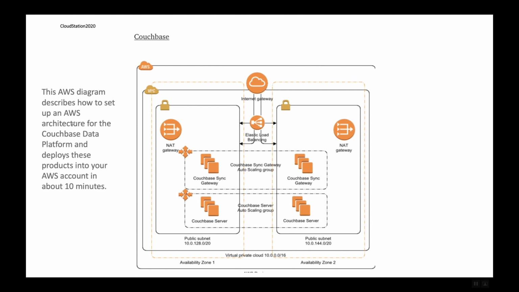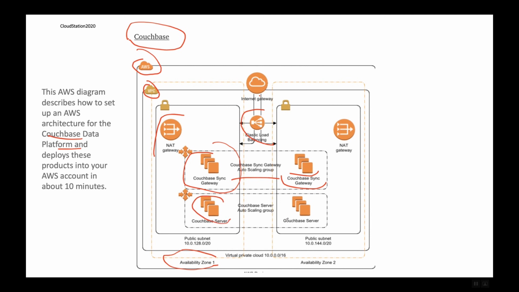Okay. So Couchbase platforms and deploy this program. So what is Couchbase? Couchbase is a document-based database. Okay. So you need your AWS here. You need your VPC created. Then you have an availability zone one. Here, what you do, you have a NAT gateway for external connections. Then you have a Couchbase sync gateway. Then you have a Couchbase auto scaling group, Couchbase sync gateway. I'll explain. Then it is a load balancing and then internet.